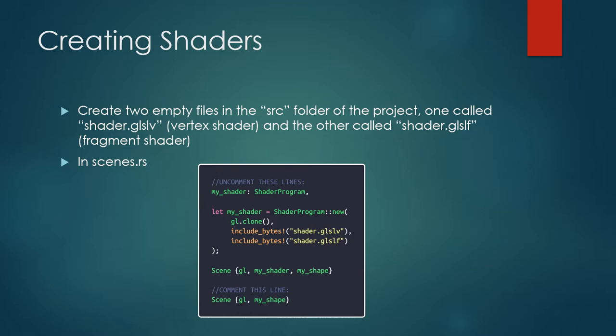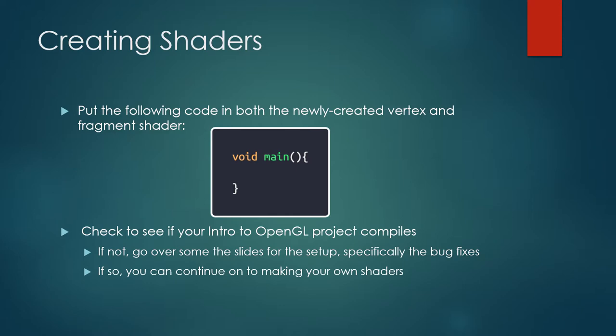Because there was an old constructor that didn't use my shader, go ahead and comment it out and use the new one instead. Because every GLSL shader requires at the least a main function, create a main function in both shader.glslv and shader.glslf. Try compiling the program at this point just to check if you've modified scenes.rs the right way. If it doesn't work, go back to the basics, bug fixes, and the previous slides to look at some of the modifications that we made. If it does compile, we can continue on to creating our own shaders and hopefully get something displayed.